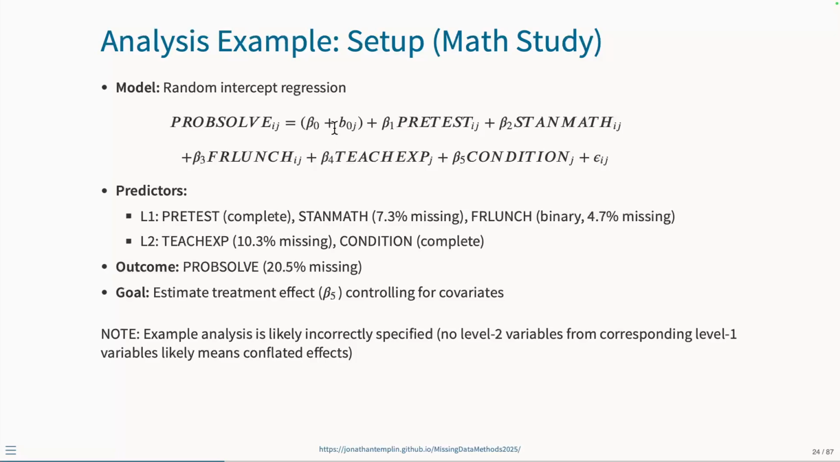Anyway, once again, why this is conflated is that any level 1 variable is likely to have level 2 variation in it. The only way that you can disentangle the level 1 effect from the level 2 component is to include, in a crude sense, the mean at pretest at level 2 as a predictor in the model. Without it, this level 1 slope is sort of in between. It doesn't apply to any one person or any one school. It's a blend. Same thing with standardized math, and same thing for free and reduced lunch.